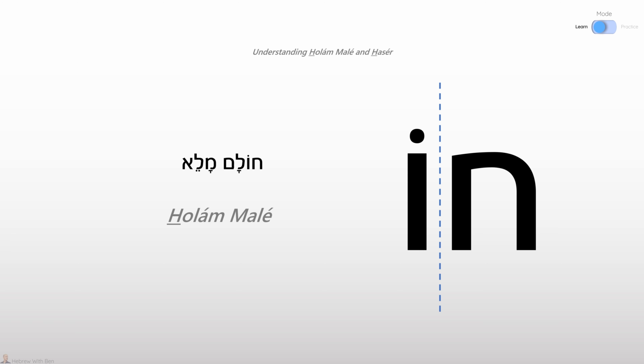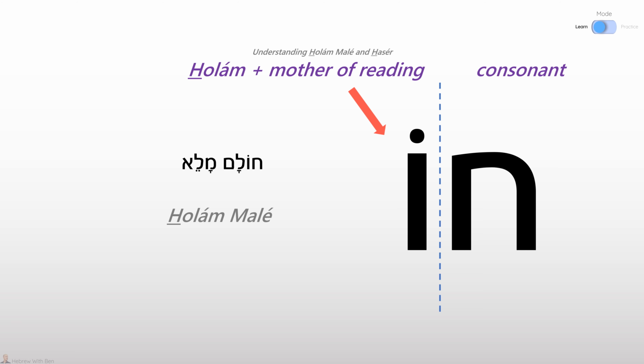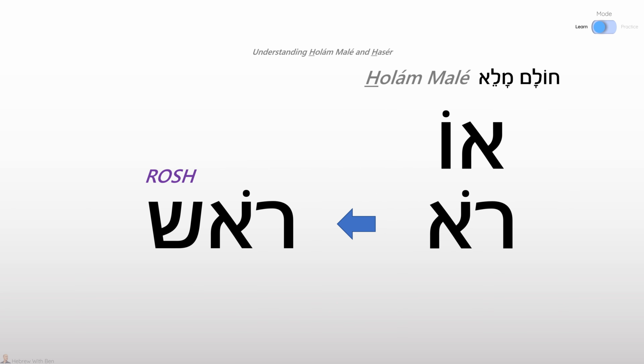To clarify, this is the consonant, and this is the cholam maleh sign. Cholam maleh is decorating a mother of reading and not the letter itself. Soon I will show you more examples. Cholam maleh can also appear with the letter Aleph as a mother of reading, like in the word rosh. This is less common than cholam maleh with a Vav combination. In both forms, cholam adds the sound of O to the consonant.